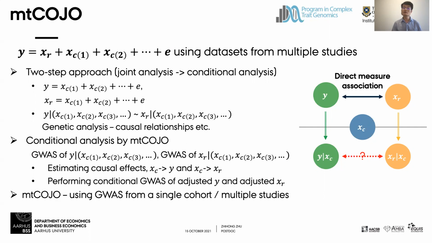MT-Kojo estimates causal effects of covariates on focal trait and risk factor, and then performs conditional GWAS on those traits. The MT-Kojo method uses GWAS summary stats, which can be either from a single cohort or multiple studies. Let me talk about some details of MT-Kojo.